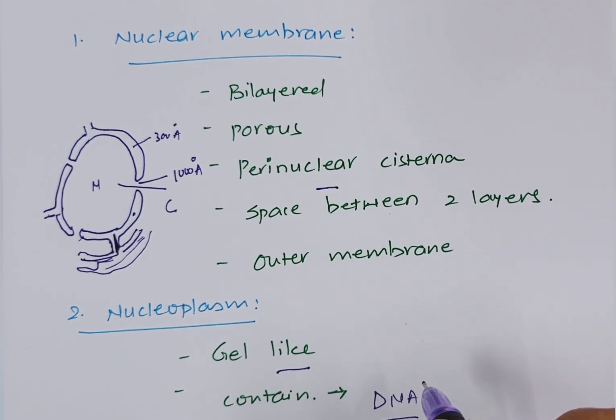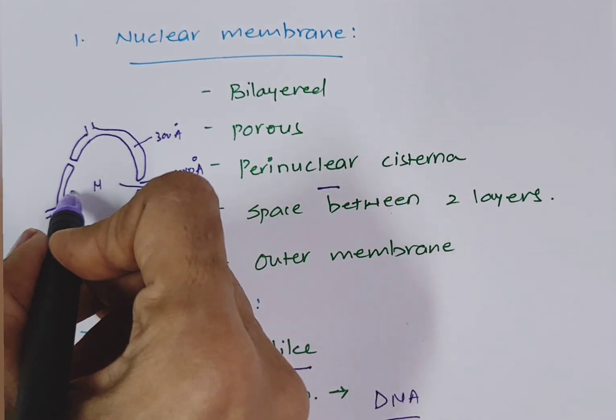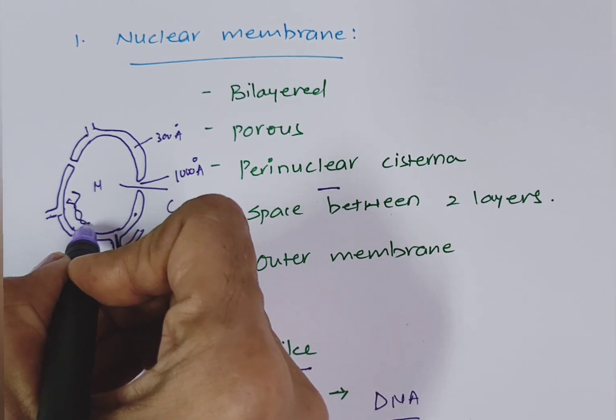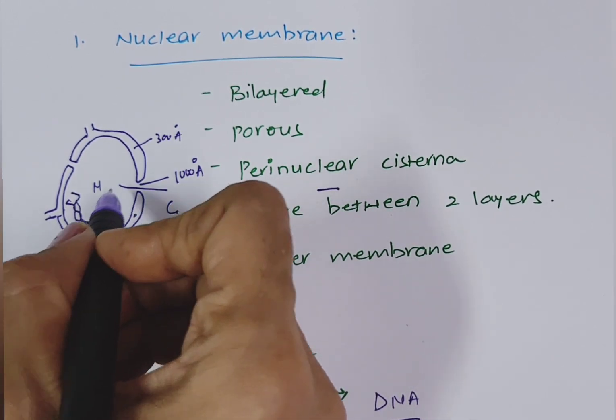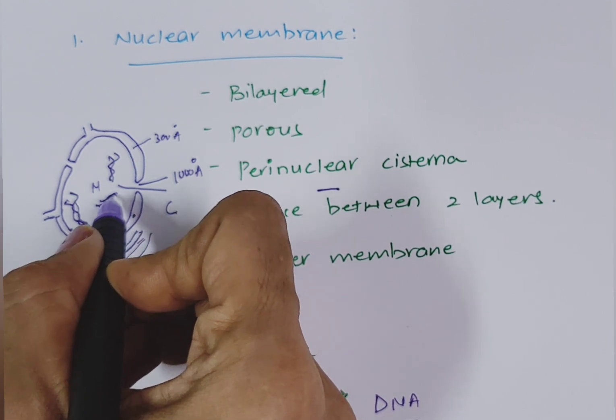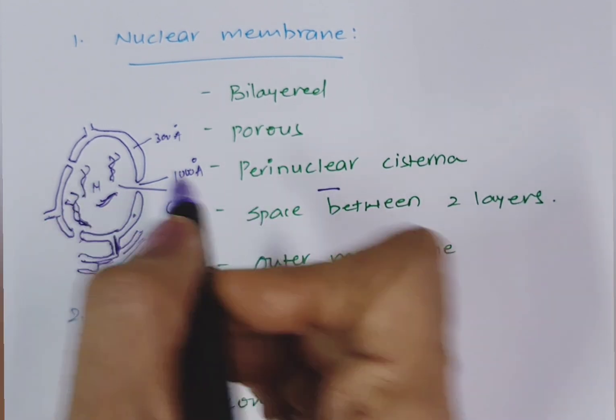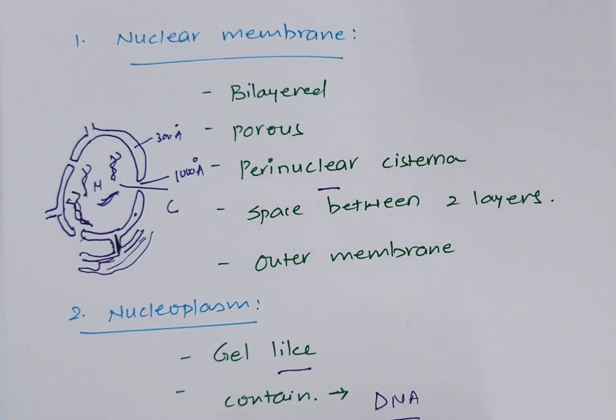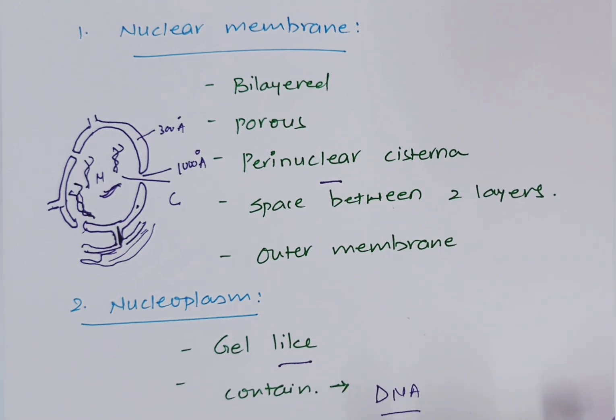Now, what is this chromatin? That is a thread-like material which consists of large molecules of DNA. This is chromatin, not chromatid. Chromatid is the arm of the chromosome. So don't get confused here.